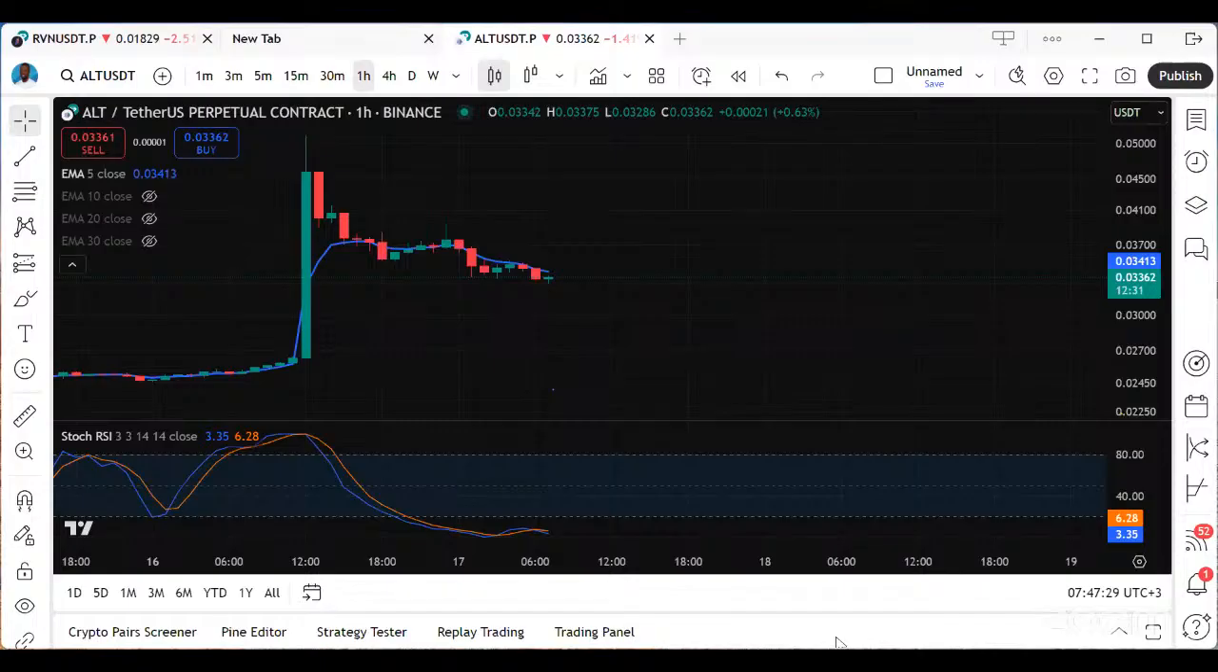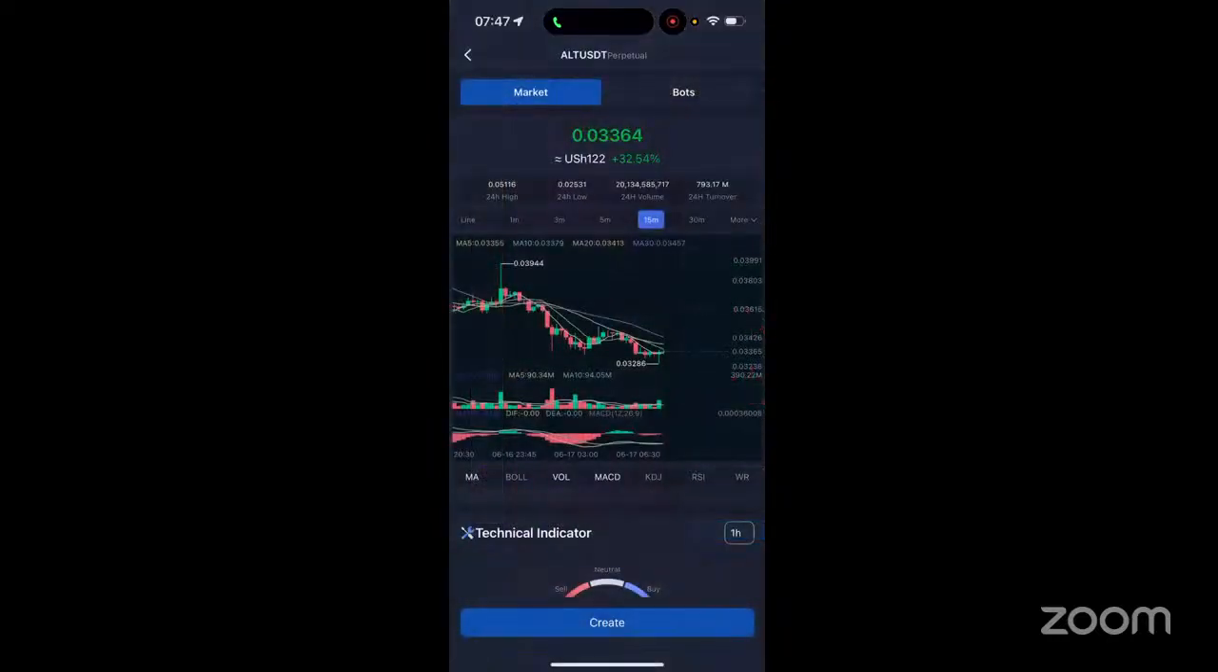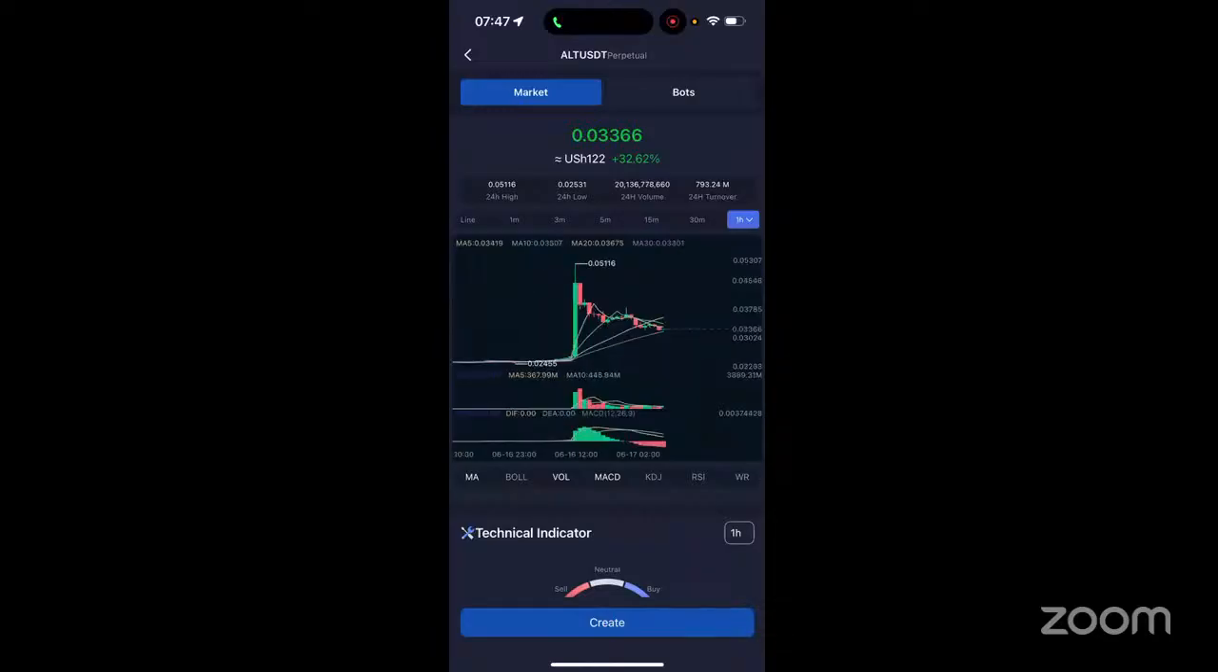Now I'm going to share my screen again because someone inboxed me because he had issues. Let me share my phone again. Now, when you have a bigger picture, even before I introduce the other side, we were looking at it in 1 hour. So I'll press 1 hour also here on my chart.